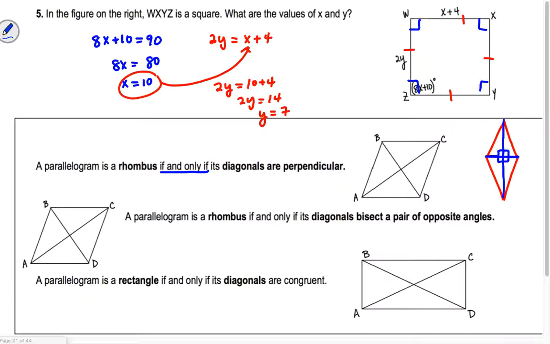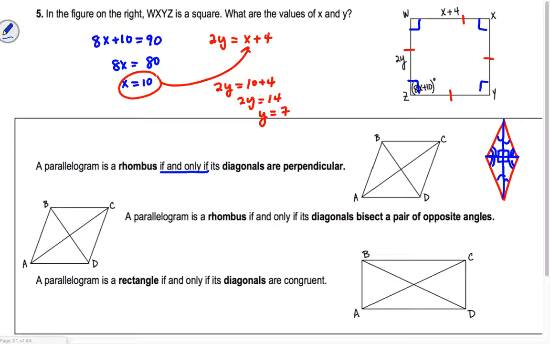All right, a parallelogram is a rhombus if and only if its diagonals bisect a pair of opposite angles. So looking at my figure over here, look at these angles here, here, here, and here. Does it look like they bisect those angles? So we have this and this are congruent. This and this are congruent. Does it make sense? These are congruent, and so on.